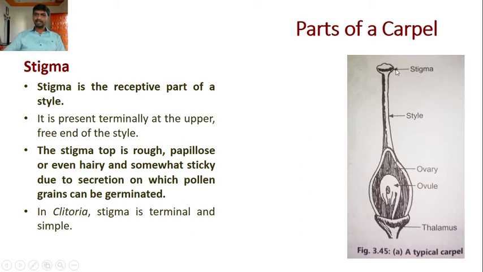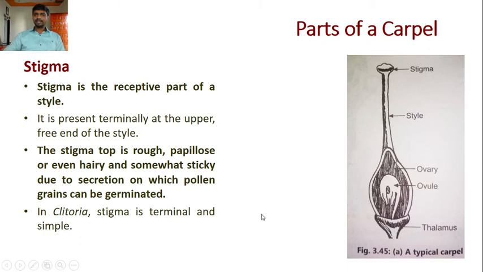So pollen grains get attached to this stigma because of this sticky secretion that has been made by the stigma itself. This is for the landing of the pollen grain and to increase the chances of pollination. So pollen grains, after landing on the stigma, absorb the stigmatic secretion and germinate to produce the pollen tube.